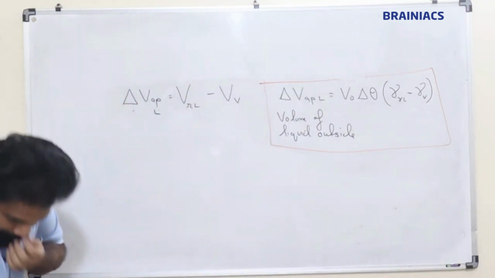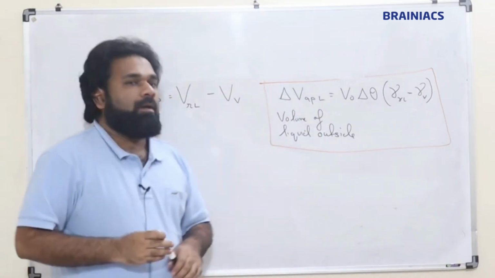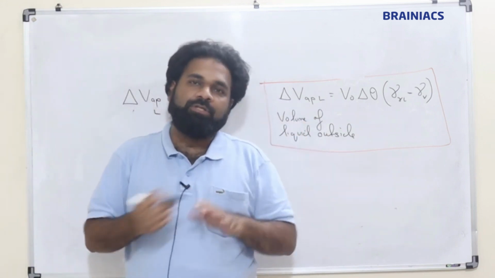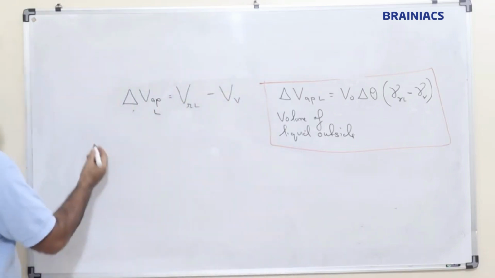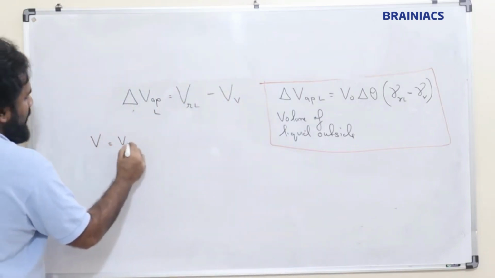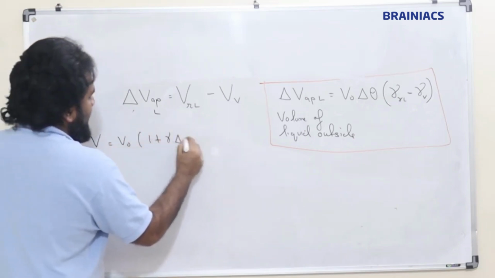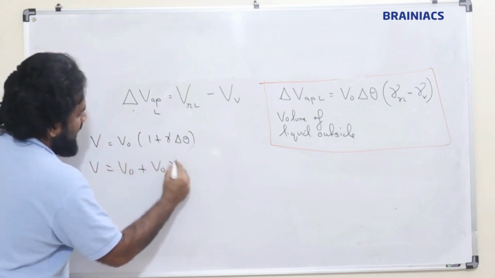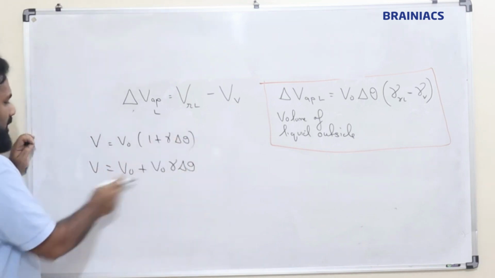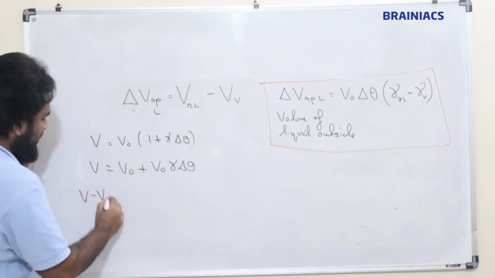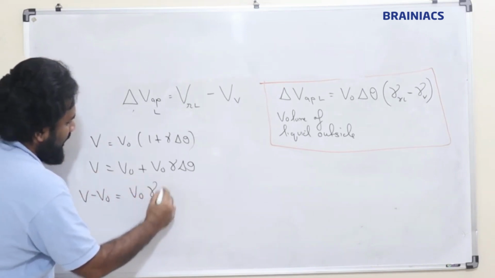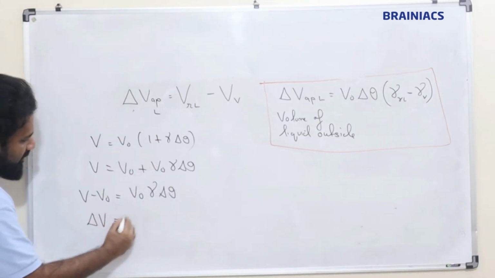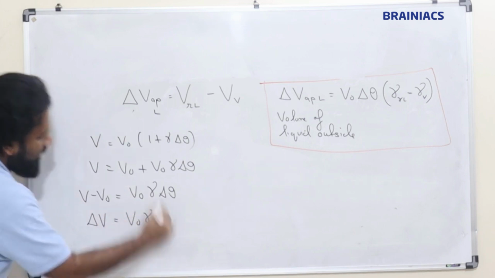So already we have seen change in length or change in volume. In the general equation, V is equal to V naught into 1 plus gamma delta theta. V is equal to V naught plus V naught gamma delta theta we used to write. Now if we bring it this side, V minus V naught is equal to V naught gamma delta theta. So what is this? This is actually change in volume.